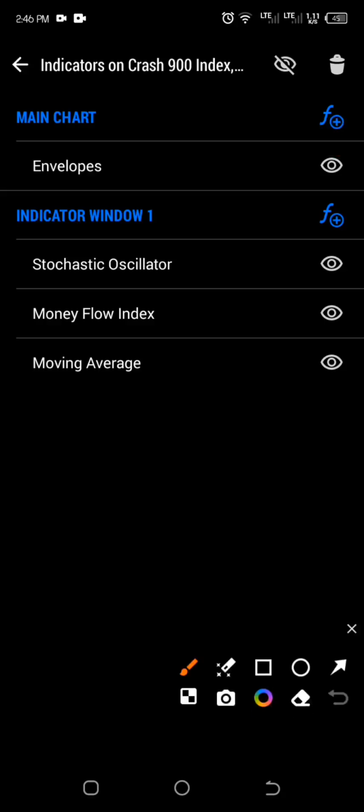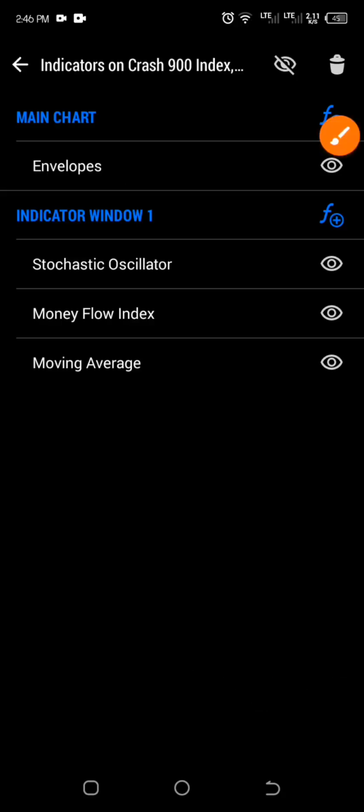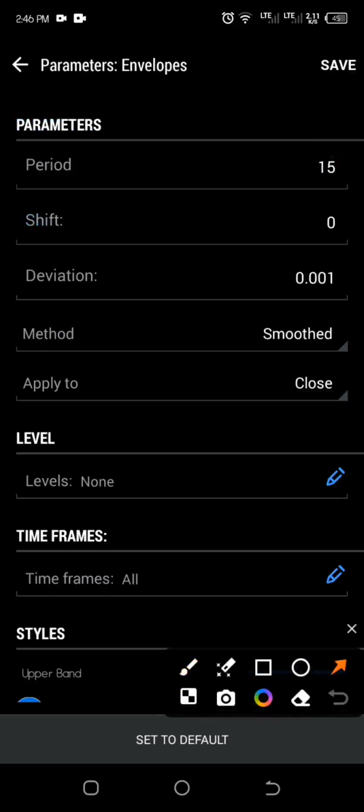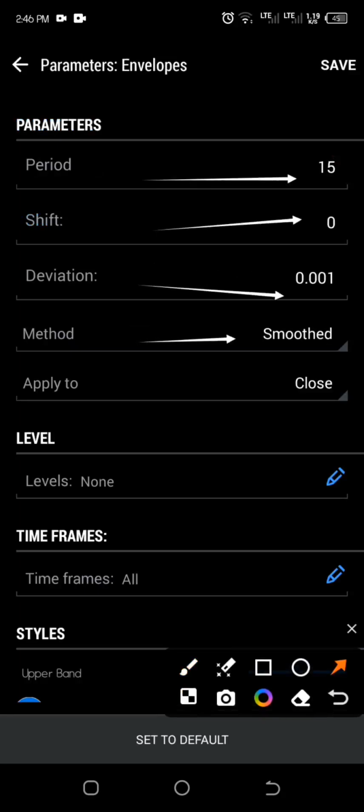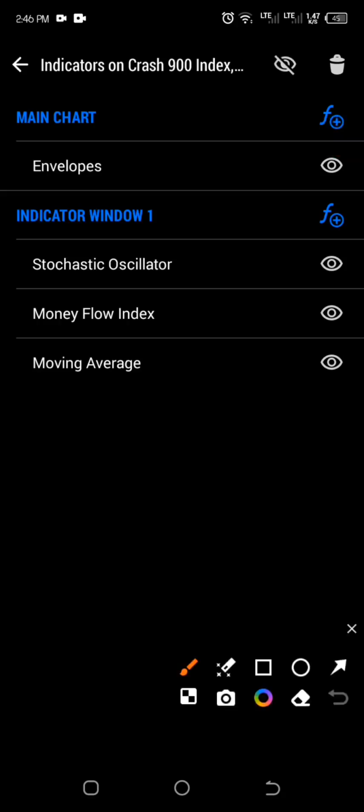Now, talking about the indicators, the first indicator is going to be the envelope. Now, how do we add this? We click on this indicator icon on the main chart, we search for envelope and we click on it. Now, for the parameters, the period is 15, shift is 0, the deviation is 0.001, method is simple, apply to close, and for the style, use any color of your choice and click on save. So that is the first indicator we need for the strategy.